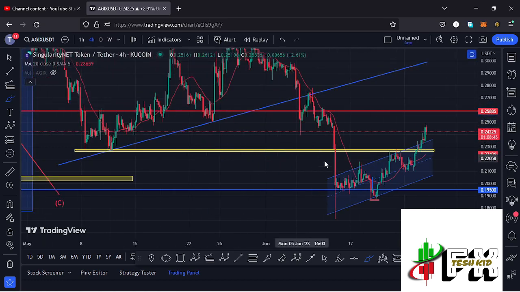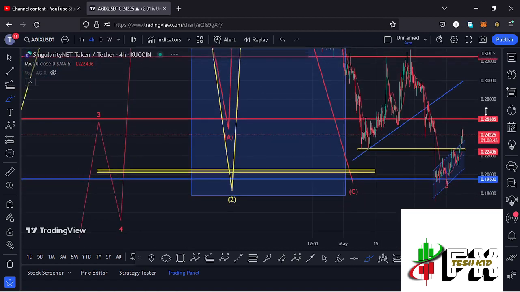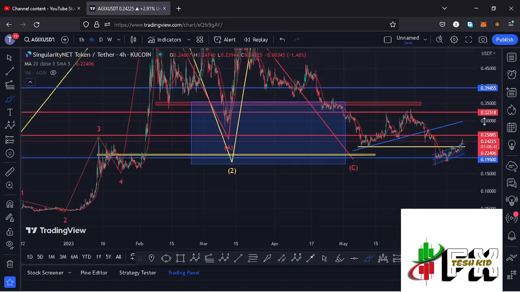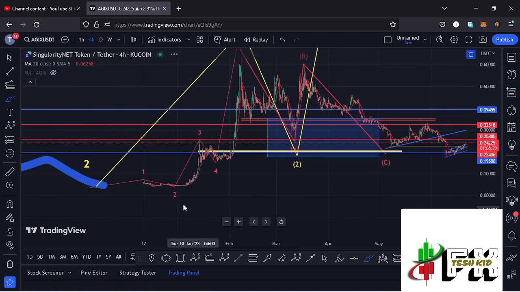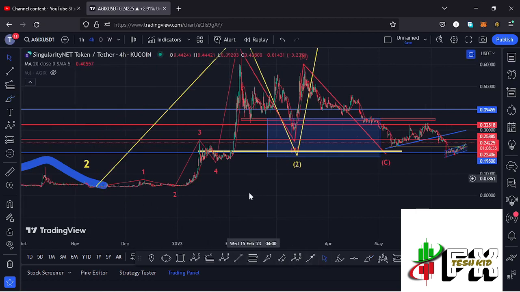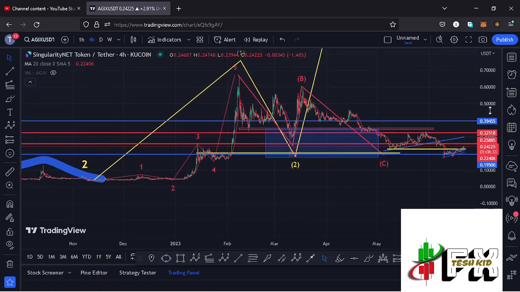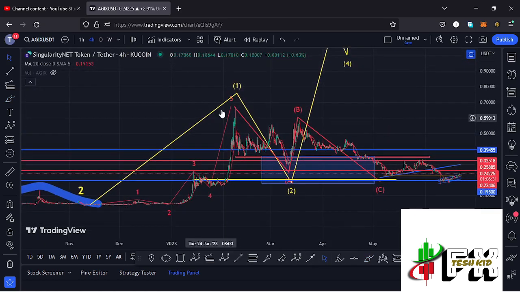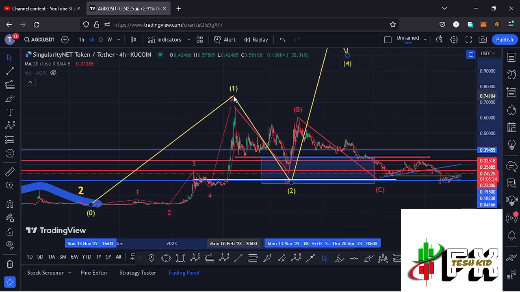Agix has also continued to obey the Elliott structures, and if I zoom out on the charts, you can see that after seeing our November lows down here, we saw a very nice 5-wave move to the upside, having the wave 5 giving us a high at around the $0.67 mark, completing the formation of this larger Elliott wave count 1.